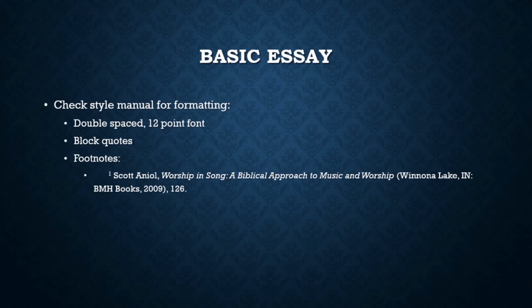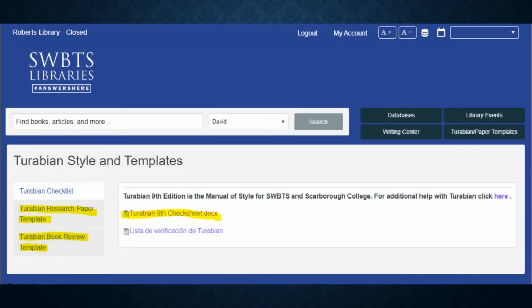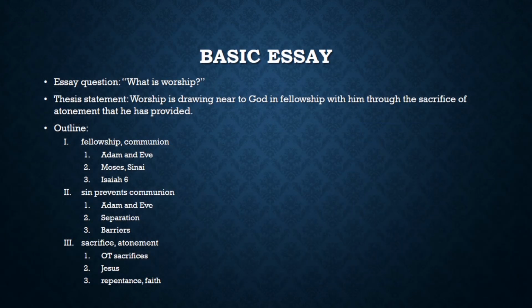Your essay should be double-spaced, 12 points. Check how to do block quotes, check how to do footnotes. If you go to the Library website and click on this button on their page, you'll be able to come to Turabian Style and Templates. You can see here multiple things for you, a checklist, templates that you can use, Word templates, so I encourage you to avail yourself of that.